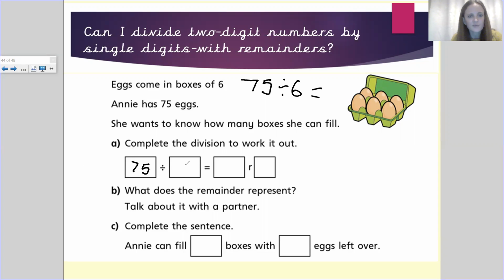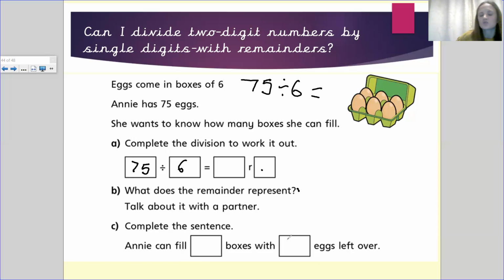75 divided by 6 will give me an answer with a remainder. I want you to tell me, what does the remainder represent? So why do we have a remainder? What does it represent? And then I would like you to fill in this number sentence. I don't just want you to write the answers, I want you to write the whole sentence. So you would say, Annie can fill how many boxes with this many eggs left over.